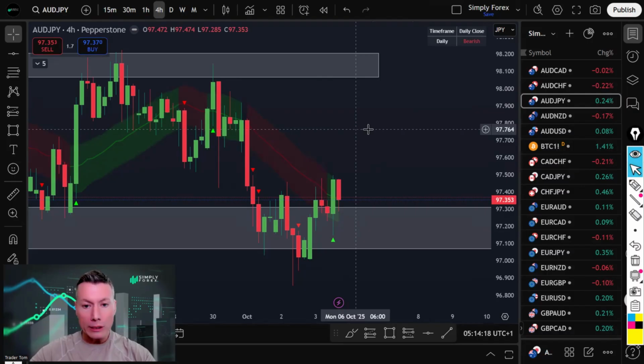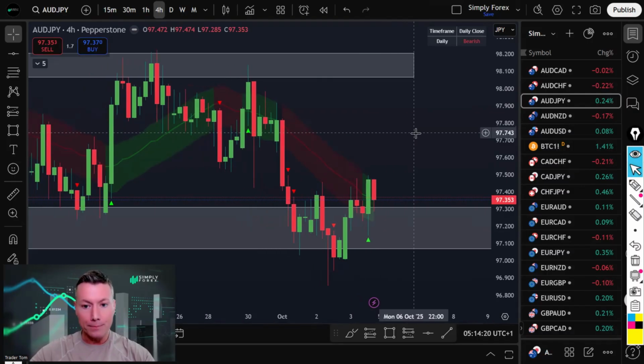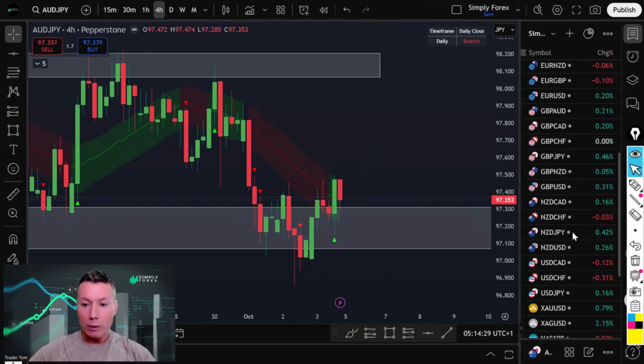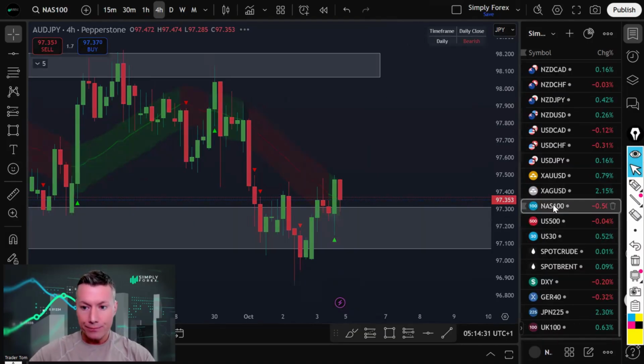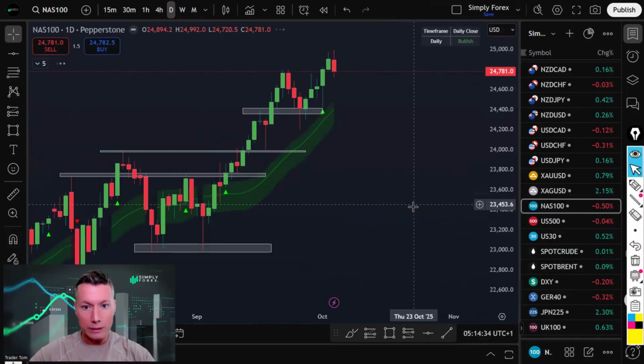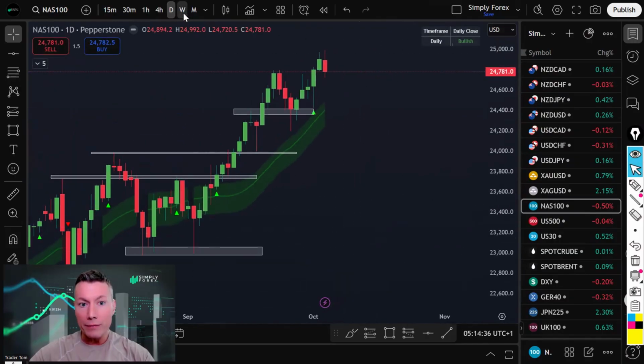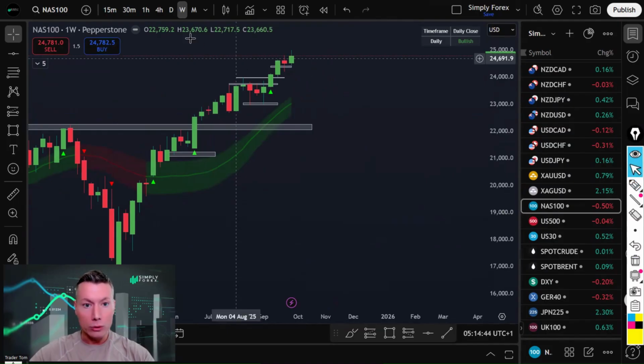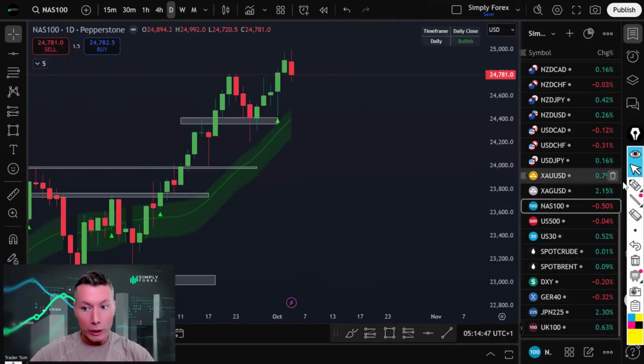So Aussie dollar yen. Now, to understand Aussie dollar yen, we need to understand a risk on and risk off environment. If we look at the indices and go to the daily chart, or even the weekly chart, ultimately indices are bullish. Things are a little bit overextended. On the day chart, we're still bullish, but we got some selling on Friday.